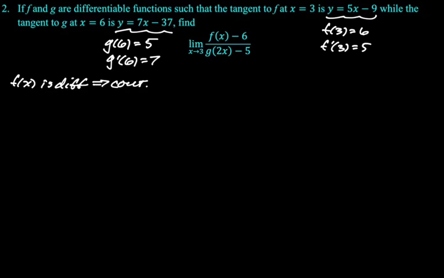So f of x is differentiable, which implies continuous. Therefore, the limit as x approaches 3 is equal to f of 3. And f of 3 we just found was 6.